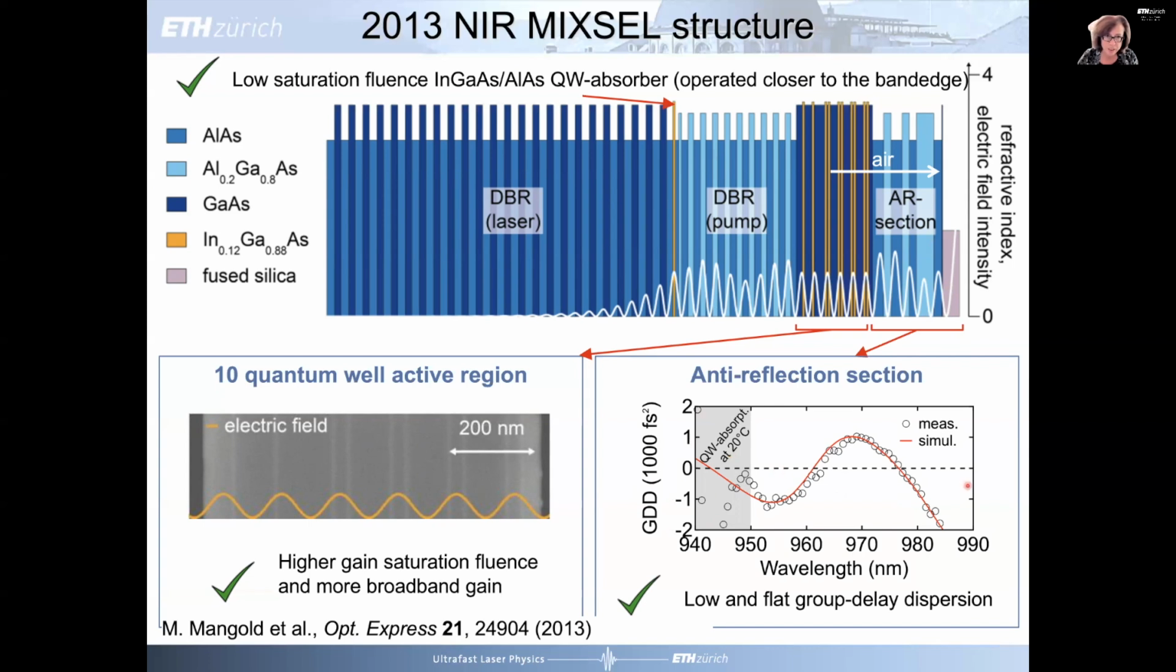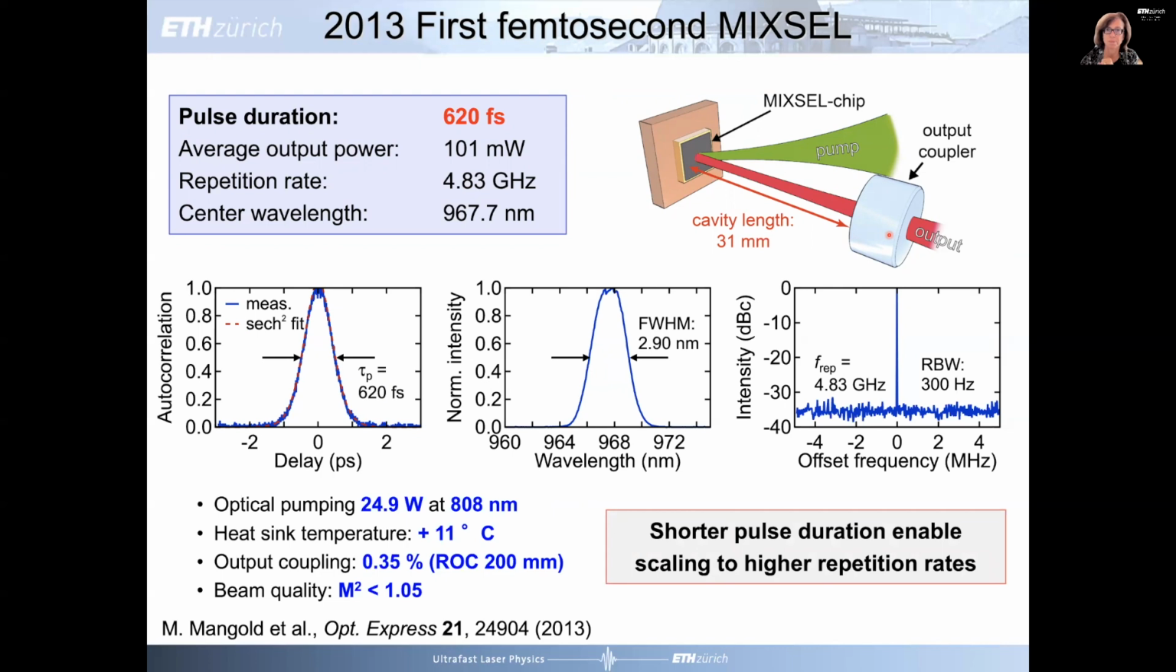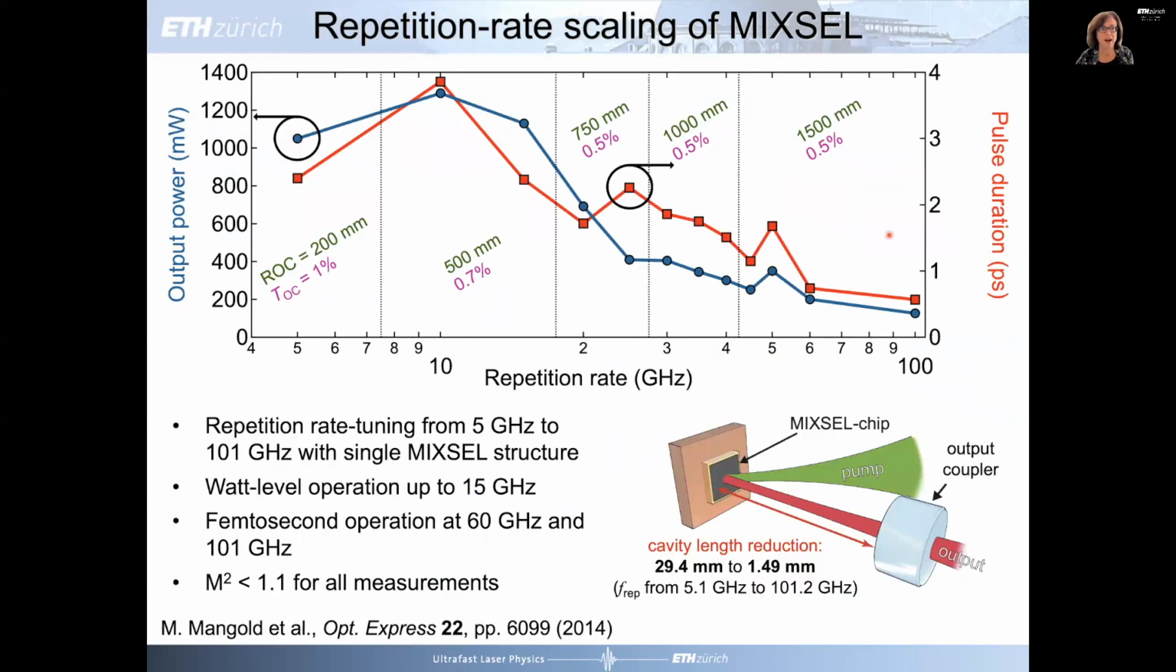So this was good enough to support the first femtosecond fully integrated mixel, with 620 femtosecond pulses and 100 milliwatt average output power. And by just changing the cavity lengths, we could demonstrate with the same mixel chip pulse repetition rates from 5 to 100 gigahertz. It shows you the average output power and the pulse duration by changing the cavity length and adapting, of course, the output coupler curvature and strength.